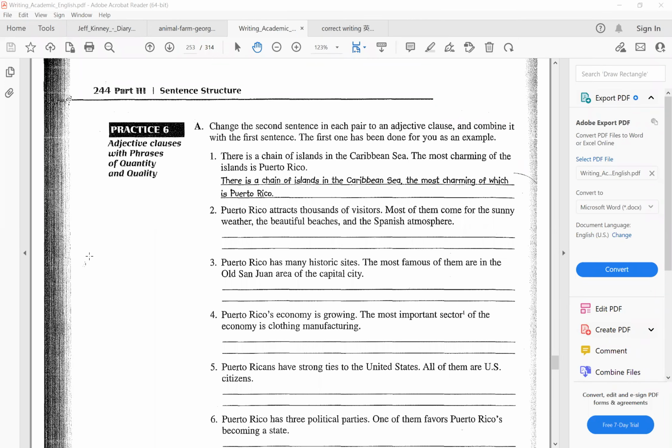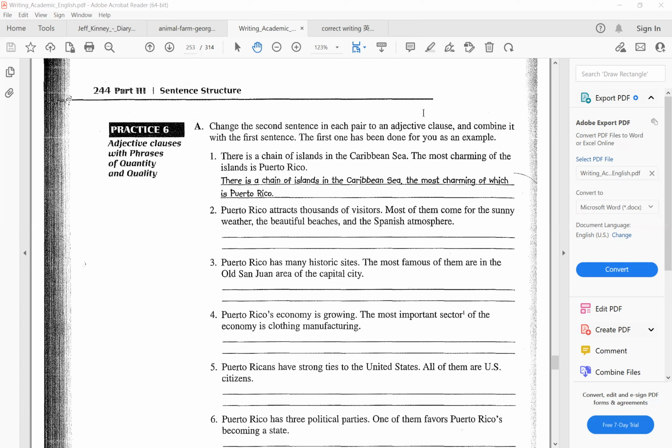All right, so now we're going to practice using adjective clauses with phrases of quantity and quality. We're going to change the second sentence into an adjective clause and combine it with the first. So again, remember, you want to place your adjective clause right after the antecedent, which is the noun it modifies. And the noun it modifies can be either subject or object. All right. So the first one has been done for us, and let's take a look.